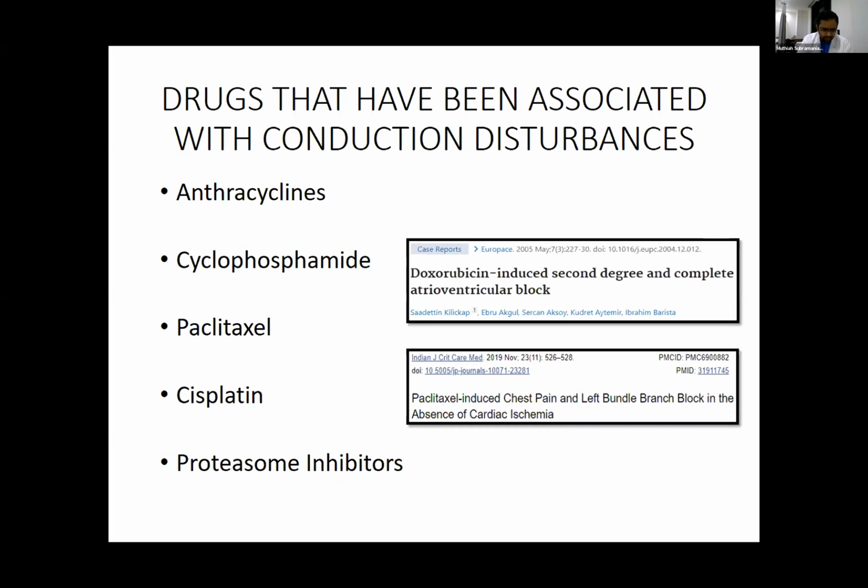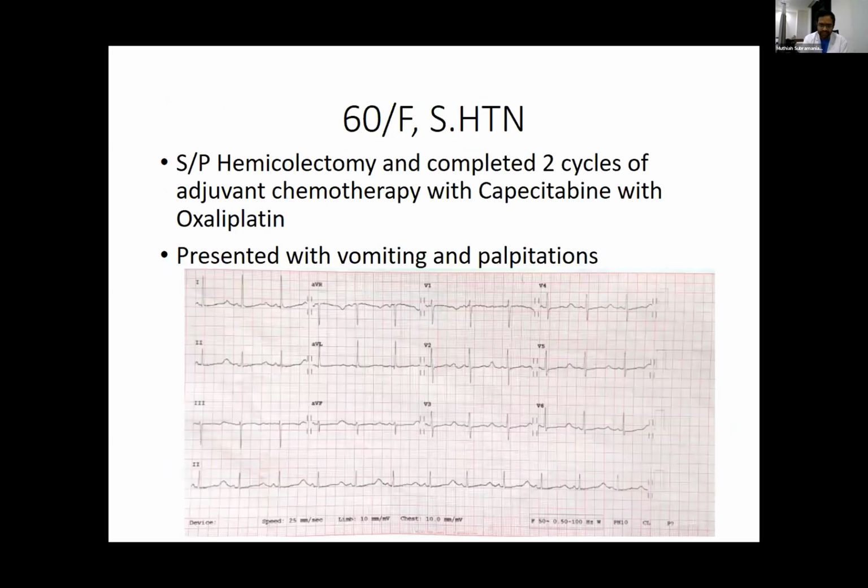Anthracyclines per se: the only difference between anthracycline-induced LV dysfunction and anthracycline-induced ECG changes is that the ECG changes are completely dose-dependent. While we don't know so much about the LV dysfunction, there is enough evidence to say that it is also dose-dependent. These are some of the other drugs: cyclophosphamide and paclitaxel have also been known to cause complete heart block and left bundle branch block as well. So these are just a few things regarding conduction disturbances.